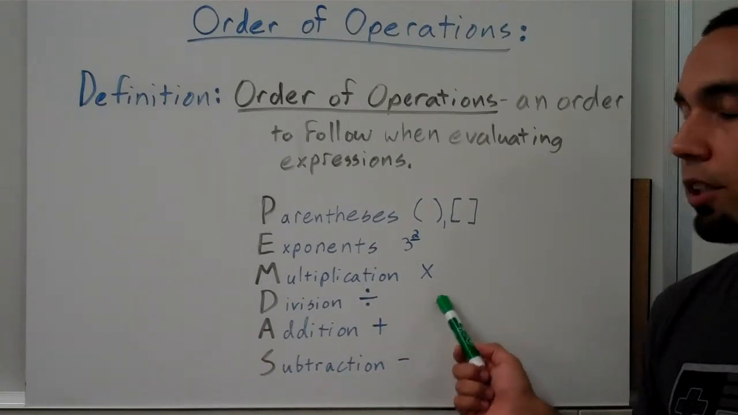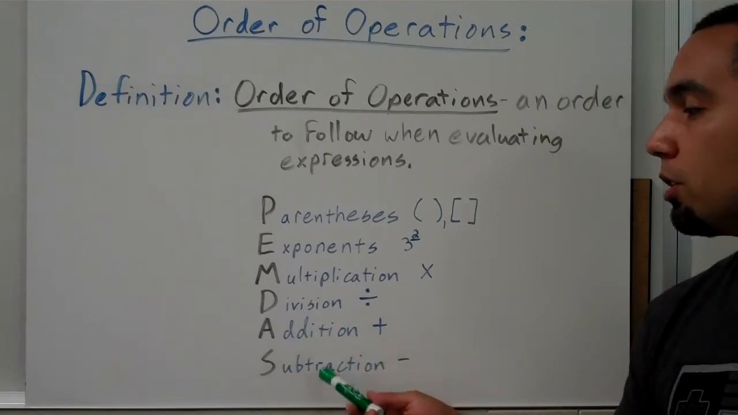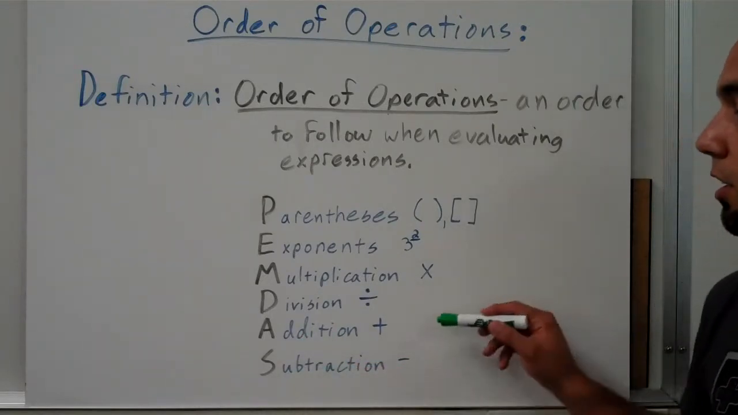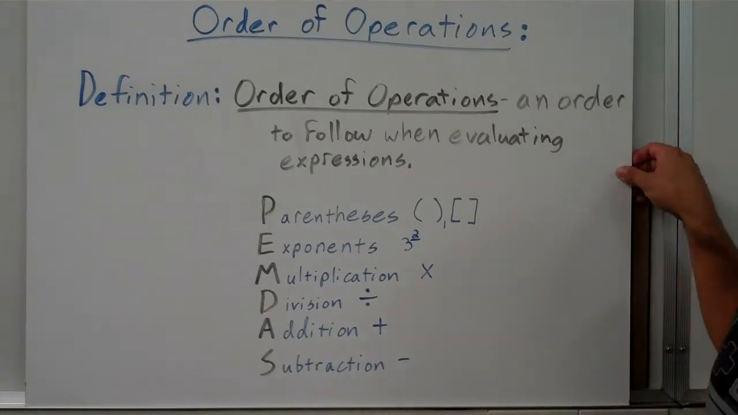And actually, multiplication and division are done at the same time, okay? And then we move on to addition and subtraction. And again, addition and subtraction can be done at the same time. So let's look at some example problems.